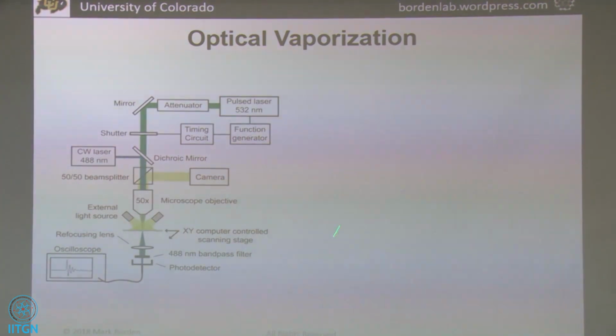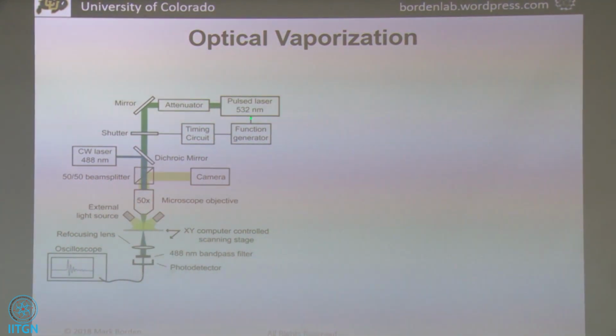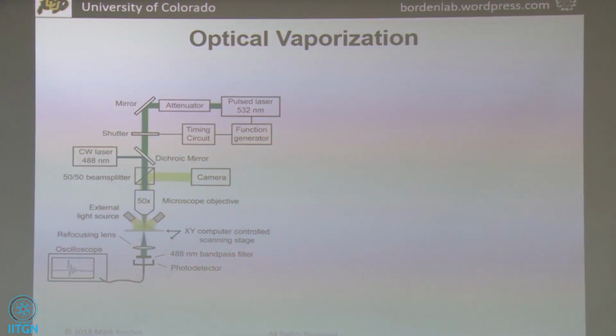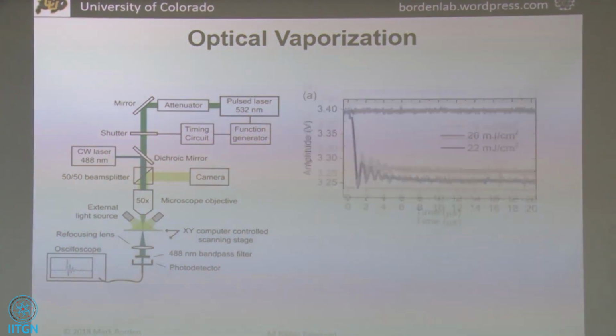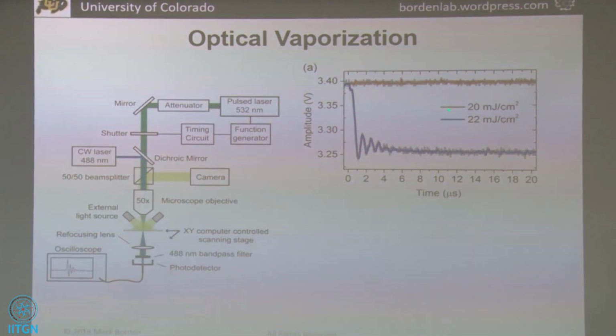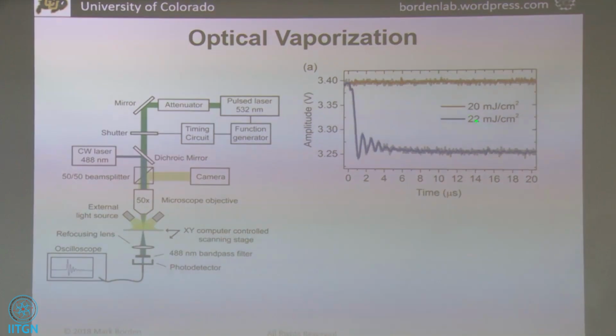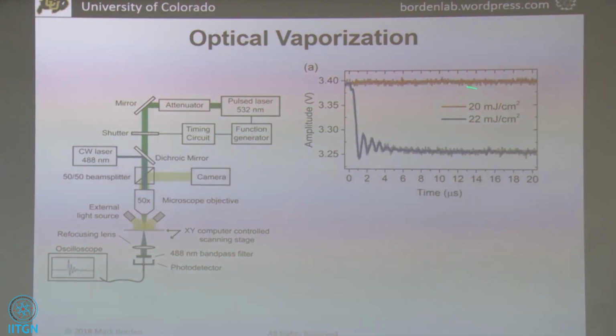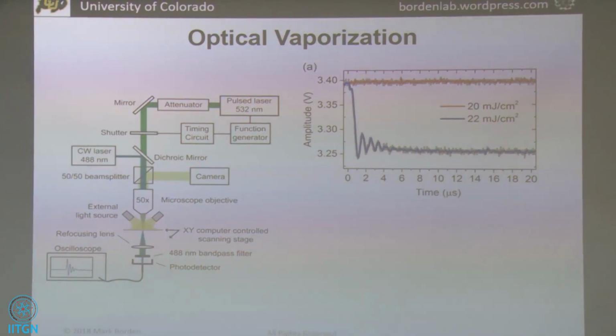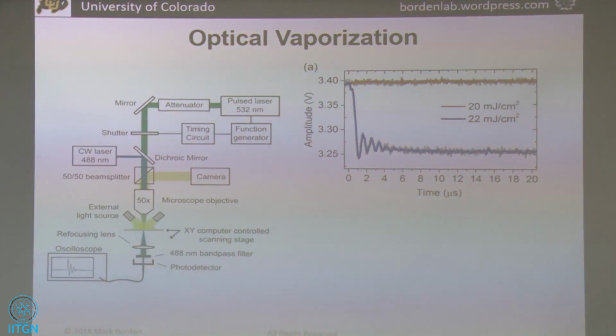So we put them under this photoacoustic setup with a pulse laser that's activating the bubble. We have a continuous wave laser that's monitoring the droplet. And then you can change the fluence of the laser and find out you can have it vaporized with certain laser fluences. Okay? So in this case, we have a laser fluence of 20 millijoules per centimeter squared, and there's no vaporization, so there's a steady amplitude. But when we use 22 millijoules per centimeter squared, it's enough optical energy to vaporize a droplet.